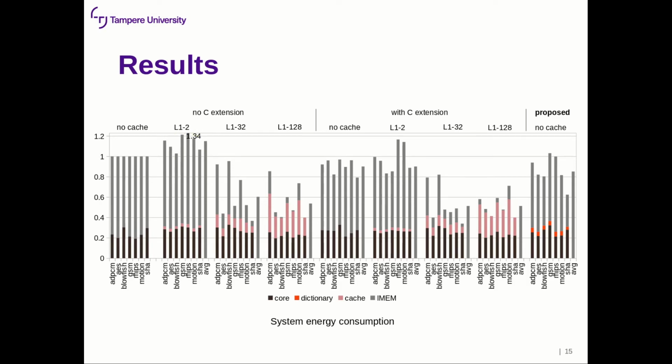With the compressed extension and no cache, we can see that on average we can save around 10% of the system energy. When incorporating a cache, we can lower the energy consumption further. With our proposed method and no cache, we achieve around 15% reduction in system energy consumption, which is 5% better than the RISC-V compressed extension.